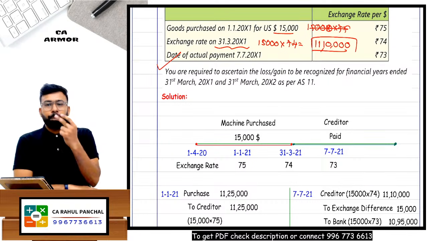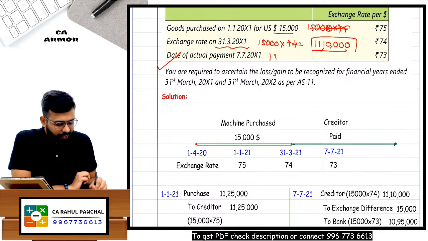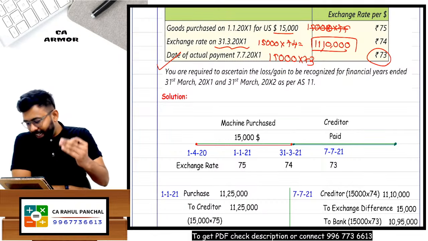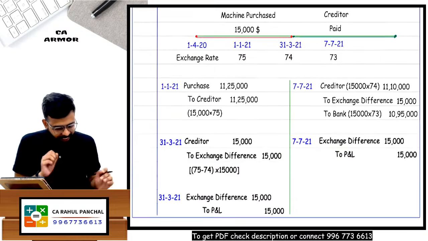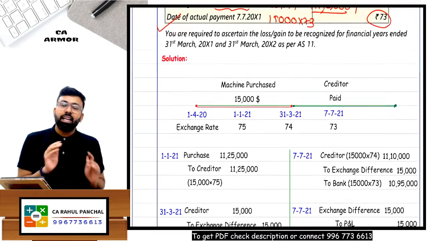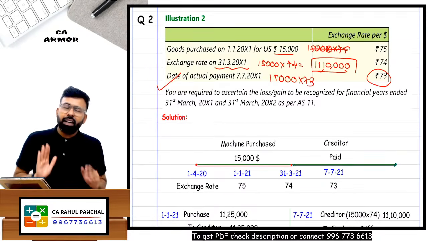Now, when I make the payment, am I making the payment at this rate of 74? No. I am making the payment at that time when the rate is 73. If the rate is 73, first of all you will pass the entry. If I make the payment to the creditor, what is the entry?